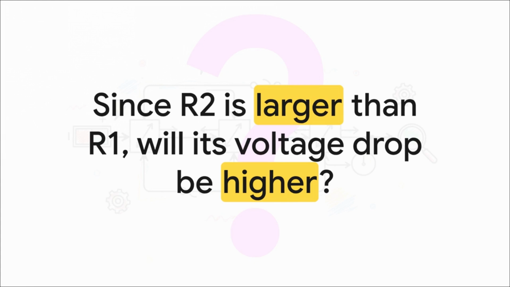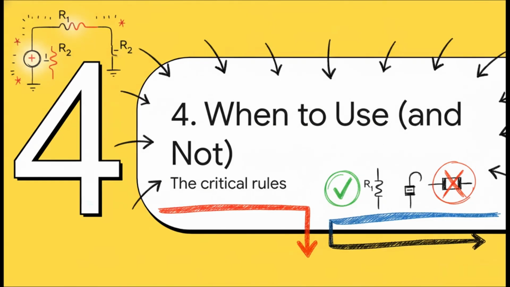Now, let's do a quick sanity check here. We just found that the 2 ohm resistor gets a 4-volt drop. So what about R2? It has double the resistance at 4 ohms. Is its voltage drop going to be higher or lower? Well, based on that proportionality principle, it has to be higher, right? And it is. It'll be exactly 8 volts. And look at that. 4 volts plus 8 volts adds up to our 12-volt supply, which means Kirchhoff's law holds true. Perfect. Now, as powerful as this tool is, it is absolutely crucial to know its limits. So let's cover the really critical rules for when, and more importantly, when not to use VDR.